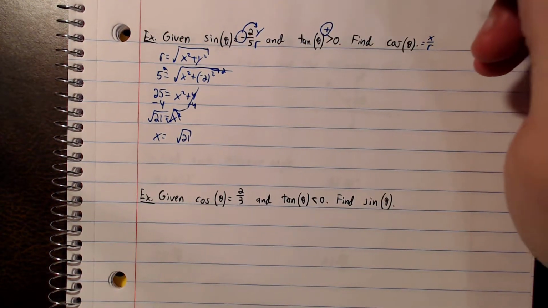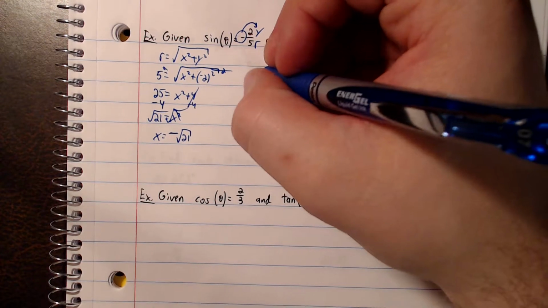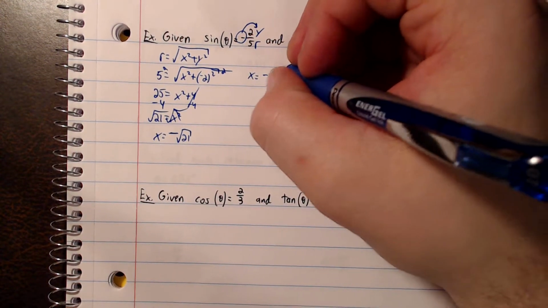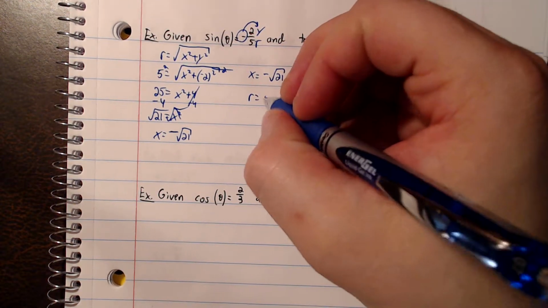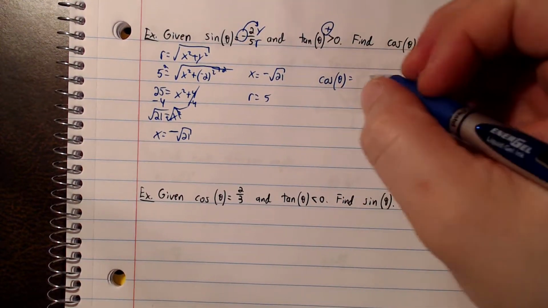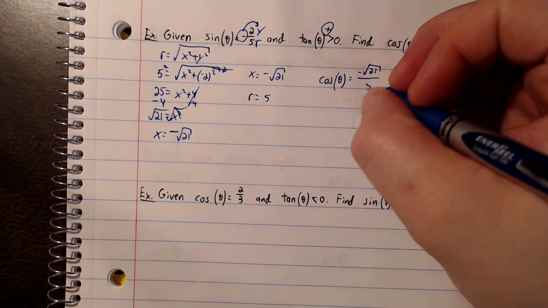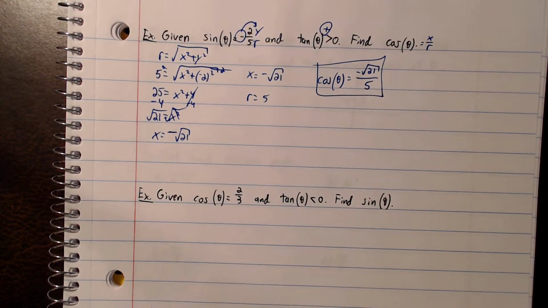But we already said, after looking at our graphic organizer, that we need a negative x value. So here's what we've got. We got an x equals negative square root of 21, which is what we need. And we have r as 5. So when we do cosine, which is what we're looking for, we want negative square root of 21 over 5. And there you have it. That's the value of cosine.